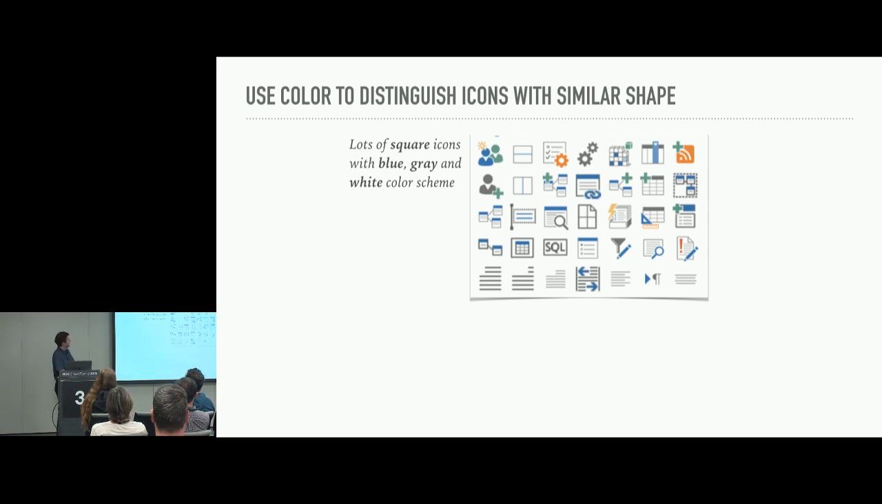Let's talk a little bit about the uses of colors together with shapes. These are icons that are used in Microsoft Office. You can see that there are a lot of squarish looking icons, and they all have this blue, gray, and white color scheme. So they don't really stand out from each other. It seems like these colors are just chosen for more of an aesthetic reason.